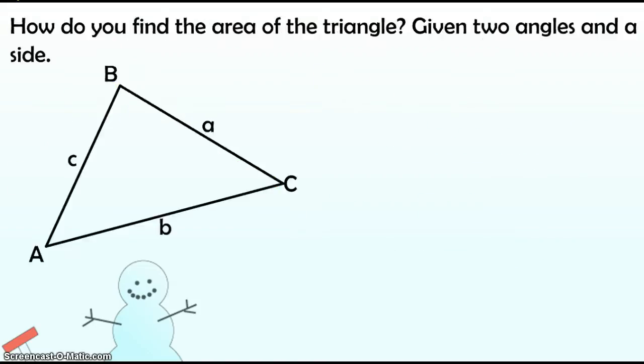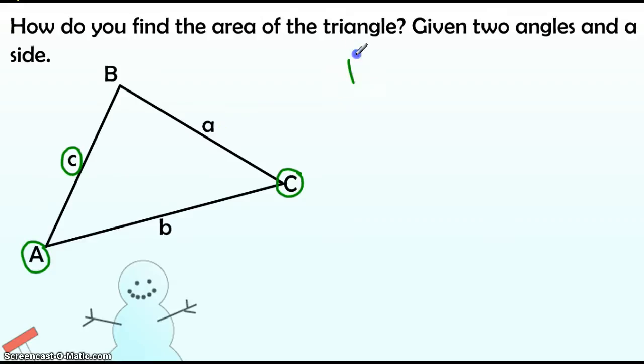Another case you could have is if you're given two angles. So let's pretend that we were given angle A, angle C, and side C here. So we've got an angle, angle, side, or side, angle, angle. Either way you look at that one.